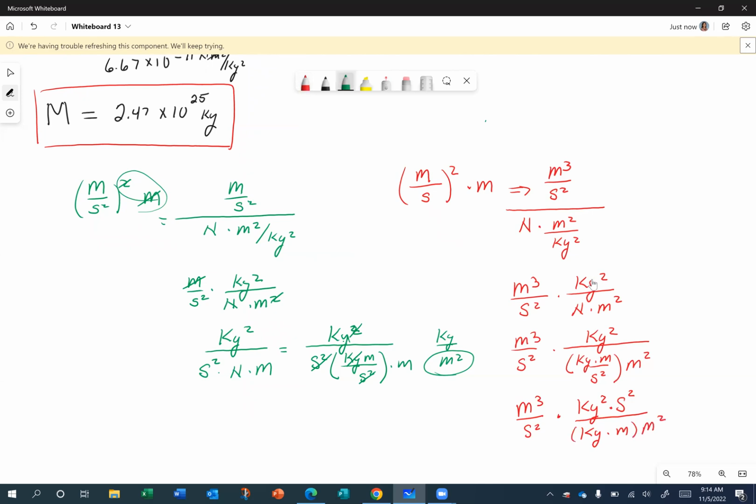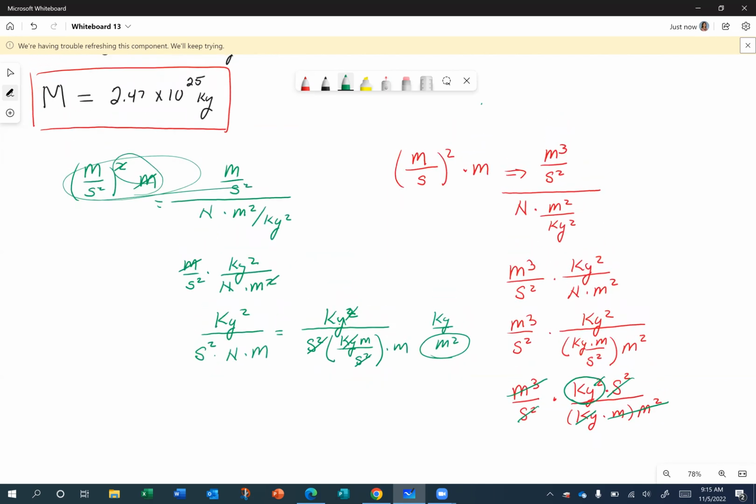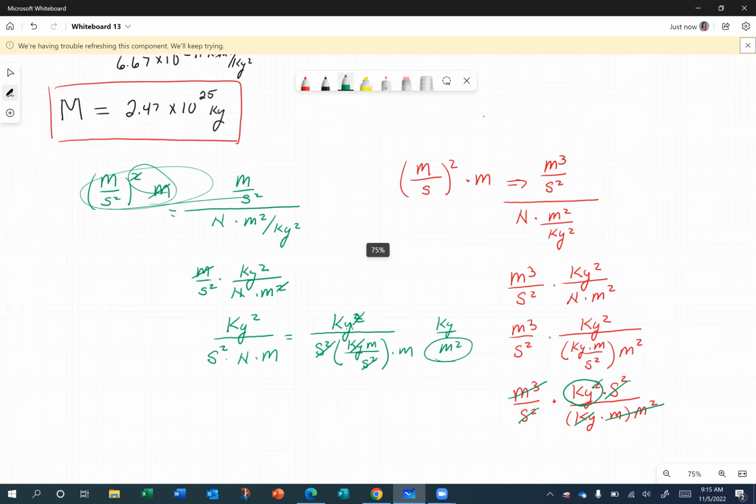There we go. So the meters cubed cancel with those. One kilogram cancels, seconds squared cancels. You end up with units of kilograms. So my mistake back here, I don't know why I canceled those. All right, that gives you an idea of dimensional analysis there.